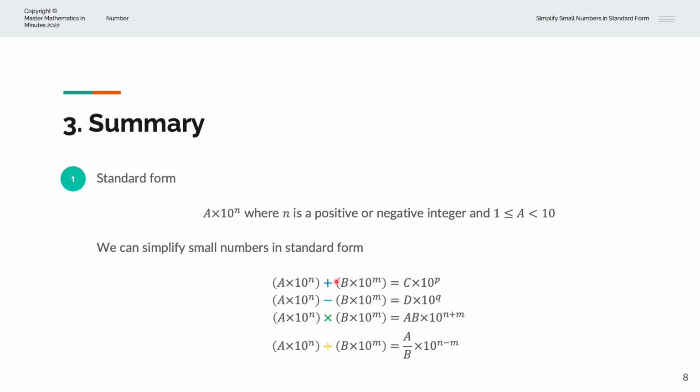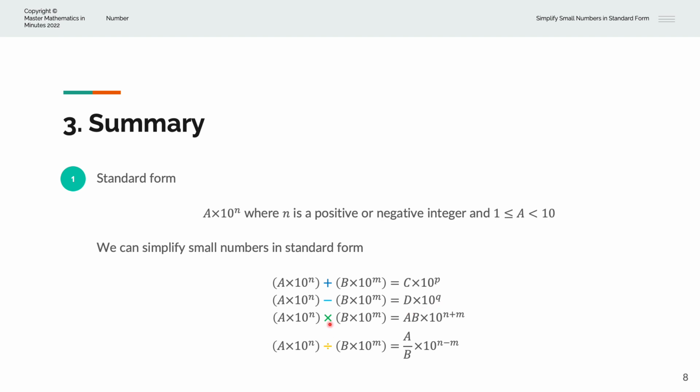In the case where we're adding two small numbers in standard form, we'll first add the numbers and then convert them into standard form as c times 10 to the power of p. Secondly, if we're subtracting two small numbers in standard form, we will first subtract them and convert them into standard form as d times 10 to the power of q.